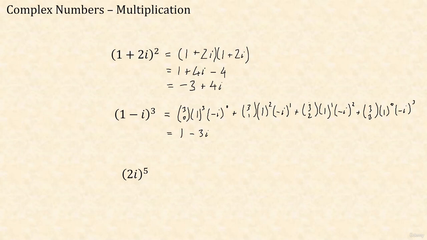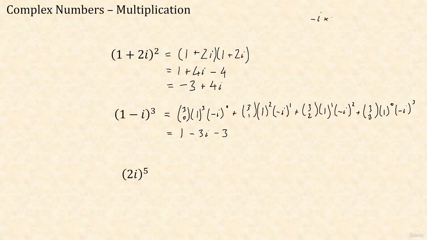Now I get 3 times 1 times, well, what's negative i squared? Well, the negatives cancel, and i times i is minus 1. So this is 3 times 1 times minus 1. So that's minus 3. And finally for this one, let's take our time for this. So 3 choose 3 is 1, 1 to the 0 is 1. But what's negative i cubed? Well, we can think about it like this.